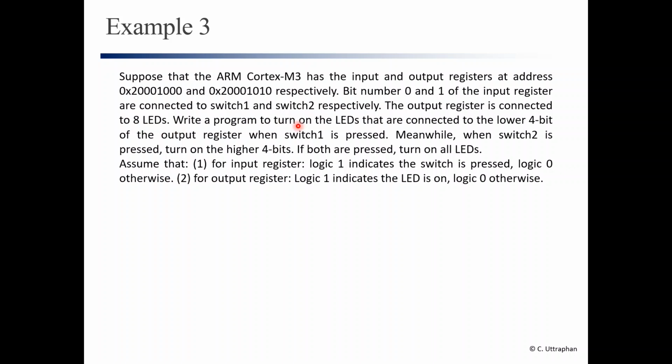Write a program to turn on the LEDs that are connected to the lower 4 bits of the output register when switch 1 is pressed. Meanwhile, when switch 2 is pressed, turn on the higher 4 bits. If both are pressed, turn on all LEDs. Assume that, for the input register, logic 1 indicates the switch is pressed, logic 0 otherwise. For the output register, logic 1 indicates the LED is on, logic 0 otherwise.